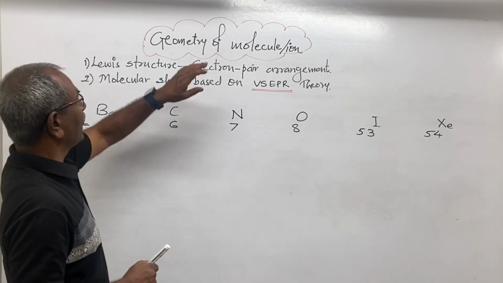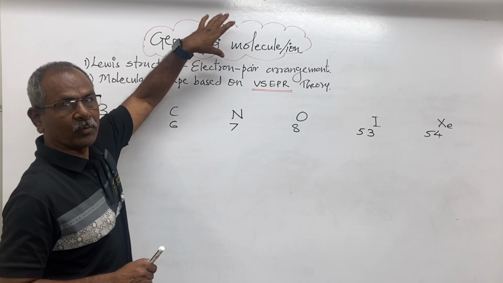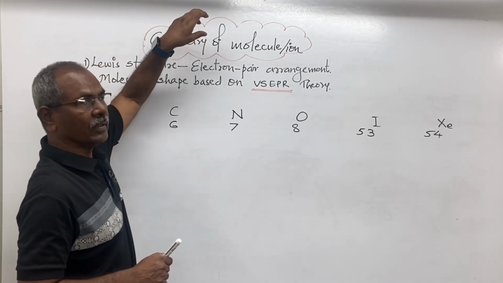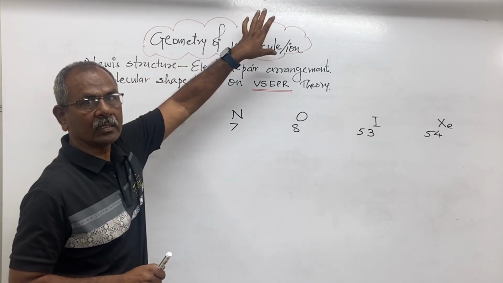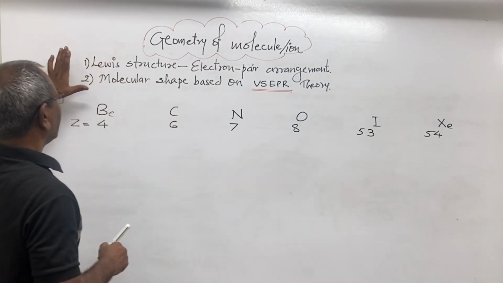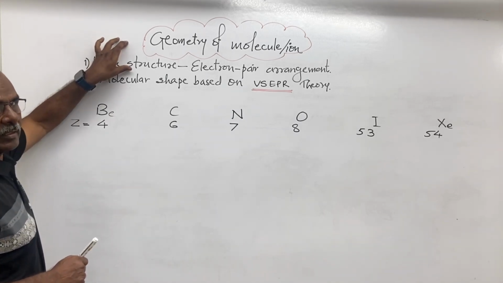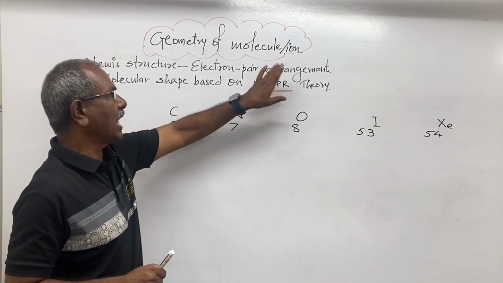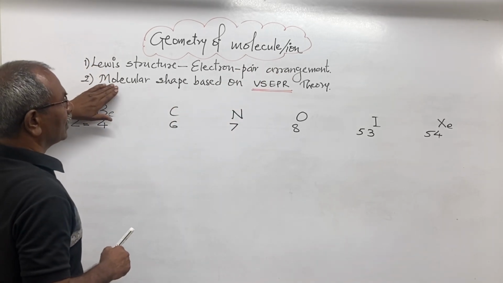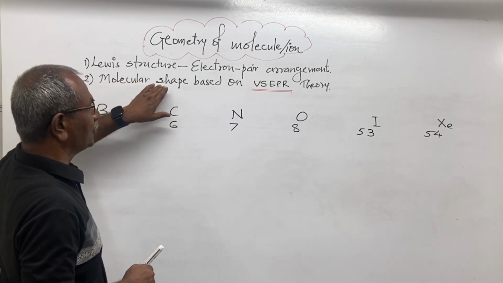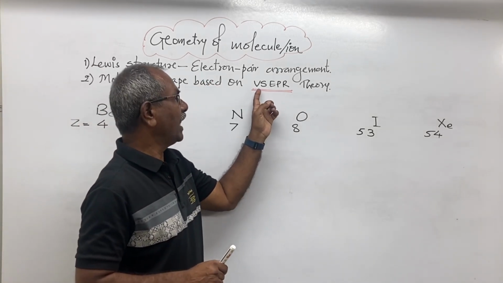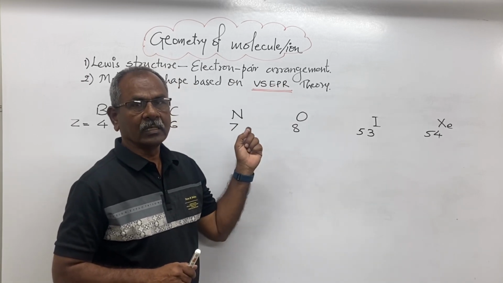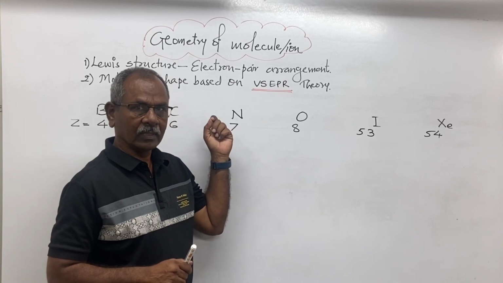Today in this video I am going to discuss the most important point, that is how to determine the geometry of any molecule or ion. First you have to analyze the Lewis structure, that is the electron pair arrangement in the given molecule or ion, and then you have to analyze the molecular shape, that is the geometry, which is based on the valence shell electron pair repulsion theory.